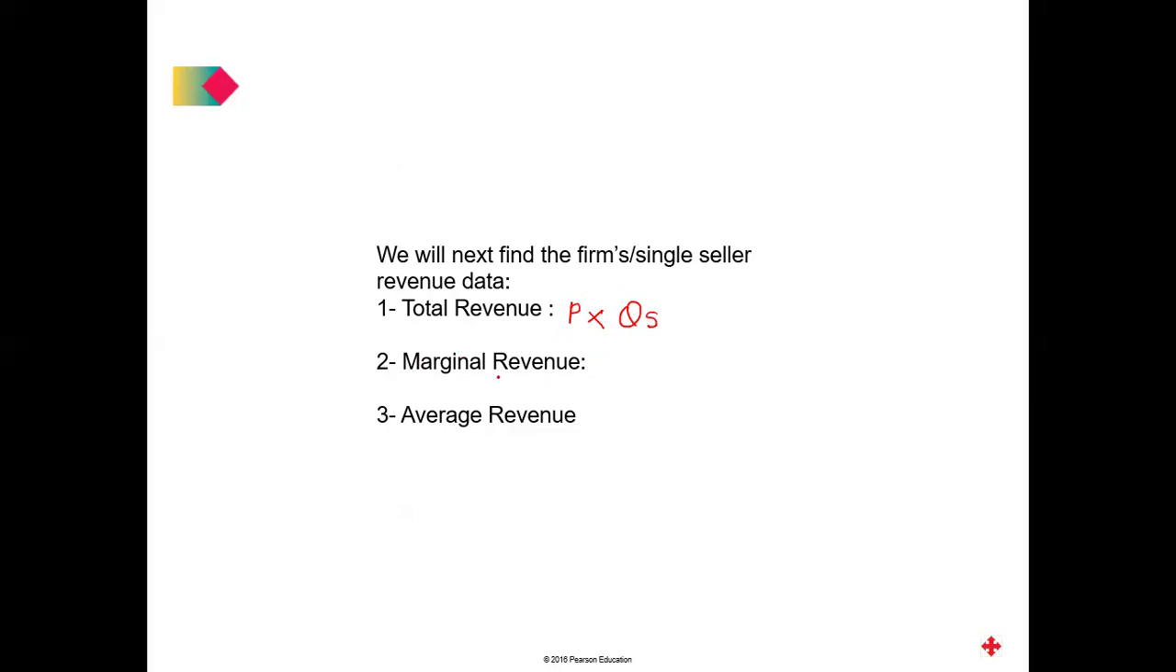The marginal revenue: marginal means change, and marginal revenue is the change in total revenue when you sell one more unit of a product. So the formula for marginal revenue is the change in total revenue when there is a change in quantity sold. The last measure is the average revenue. Average revenue is the total revenue per unit, so it is total revenue divided by quantity sold.